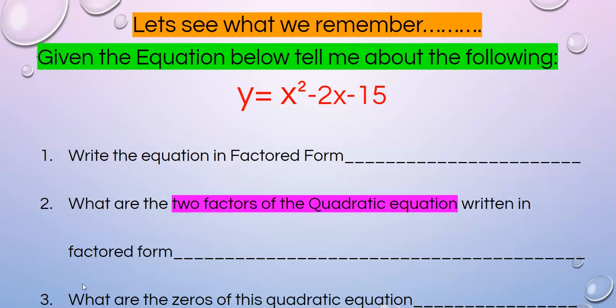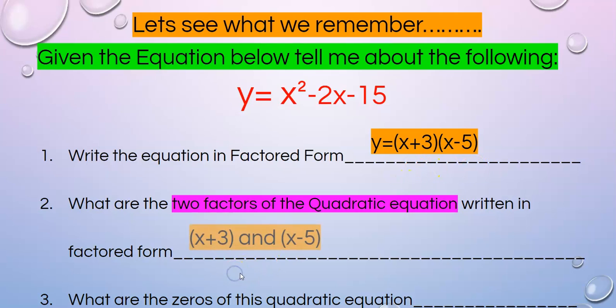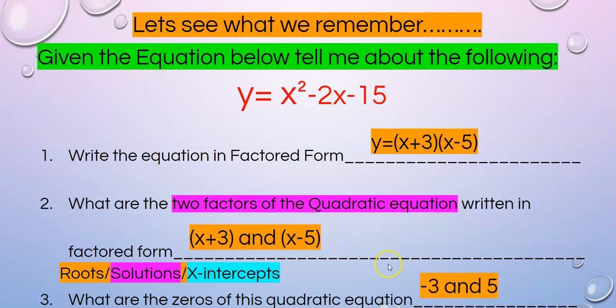Alright, so to write this particular equation in factored form, you should have gotten y is equal to (x + 3)(x - 5). And of course, because this is factored form, our two factors would be x + 3 and x - 5. What are the zeros? Since I know what my factors are, I can easily identify that my zeros are -3 and +5 just from the equation written in factored form. And just in case you forgot, finding the zeros is talking about the x-intercepts, which also means solutions and roots.